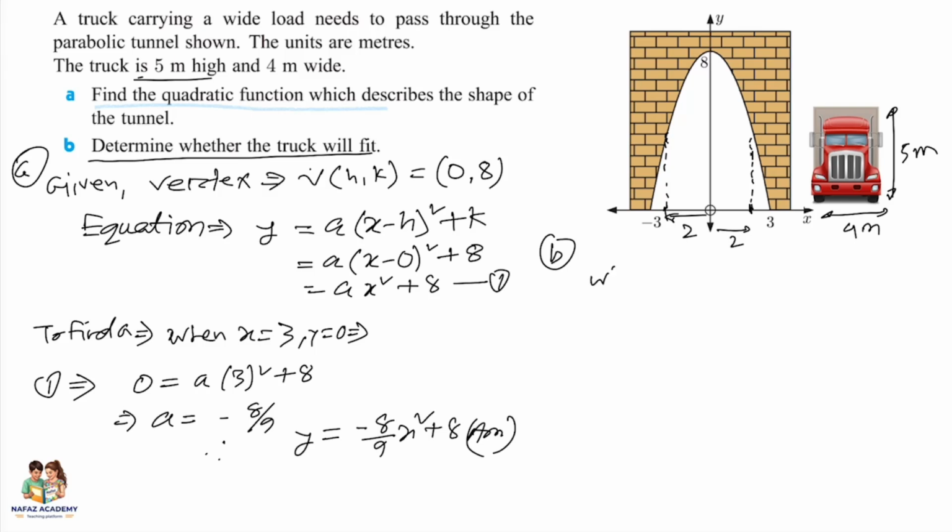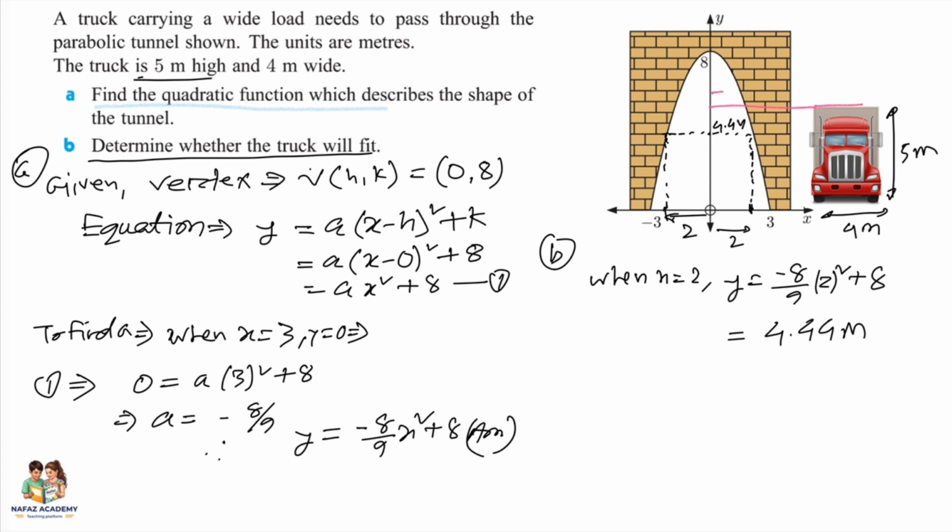So we need to find the height. Let's see what will happen. When x equals 2, put this value in the equation. y equals minus 8 by 9 times 2 squared, that is 4, plus 8. Using the calculator, it is 4.44 meters. Look, the height is 4.44 meters, but what is the truck height? The truck height is 5 meters. Is it possible to pass through the tunnel?